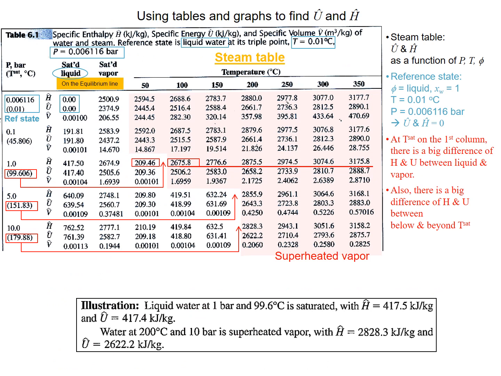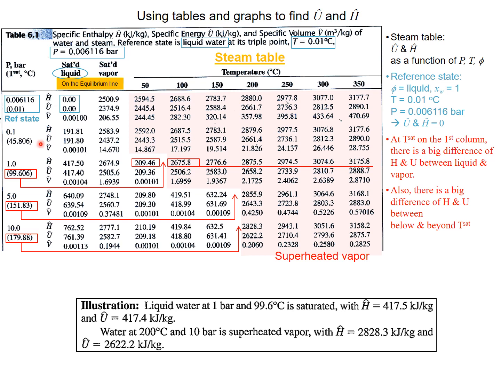Here is the famous steam table. From this steam table, you could find the values of specific enthalpy, caret H, in kilojoules per kilogram, and specific internal energy, caret U, plus specific volume, in cubic meters per kilogram, of water and steam, or water vapor. So it is called the steam table. Here is the reference data, which is liquid water at the triple point. That is to say, temperature 0.01 Celsius and pressure 0.00616 bar.